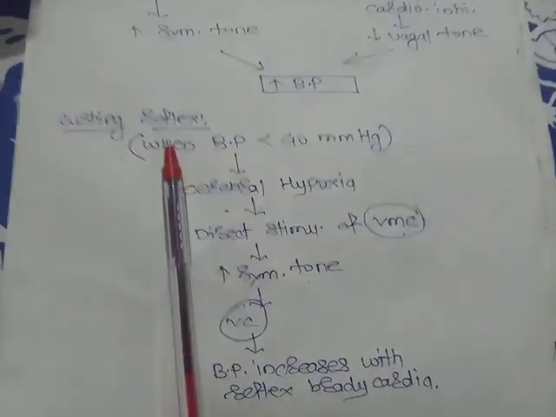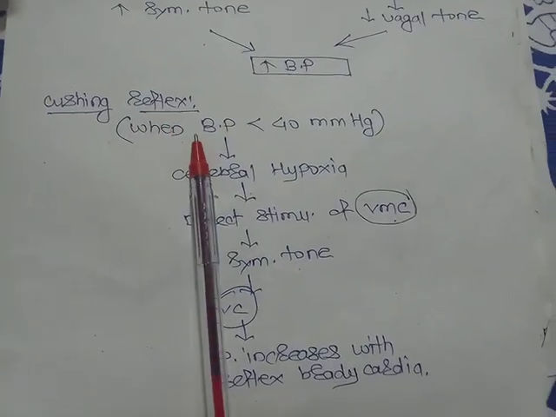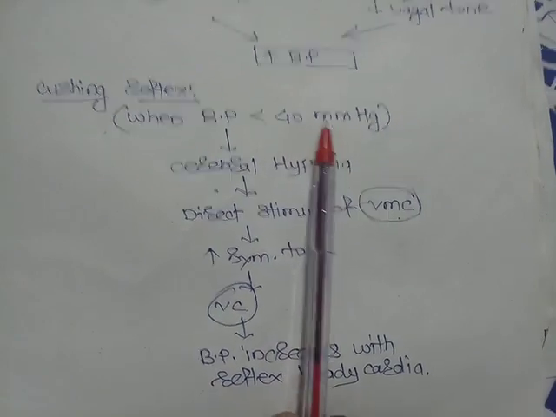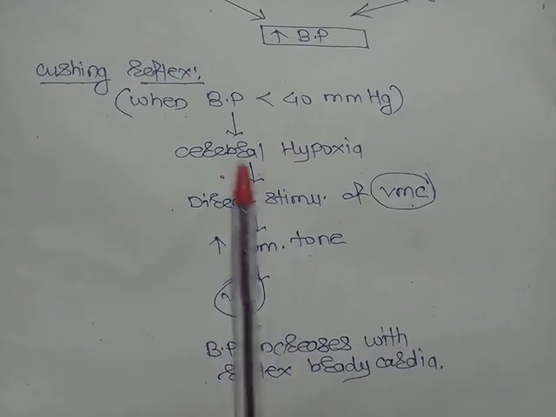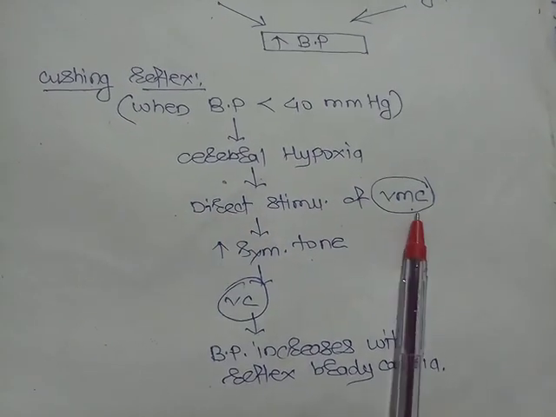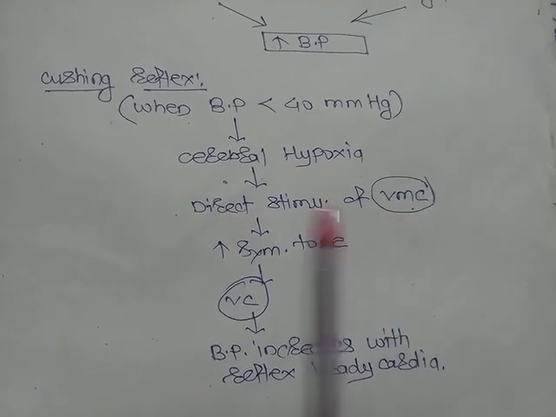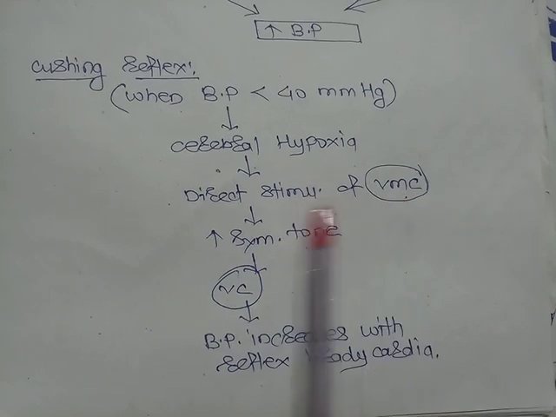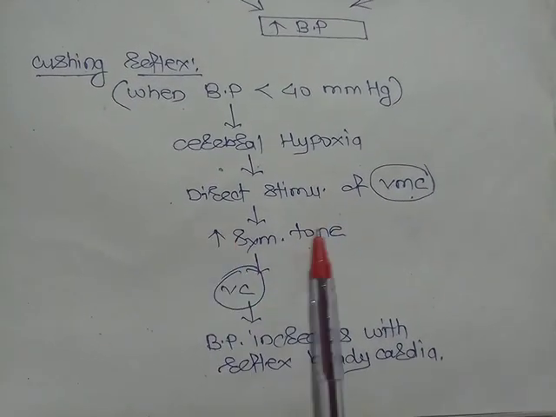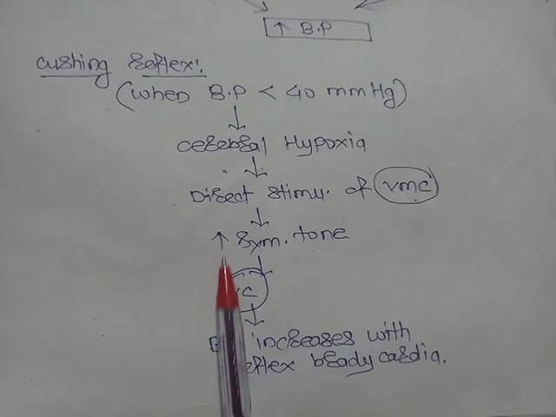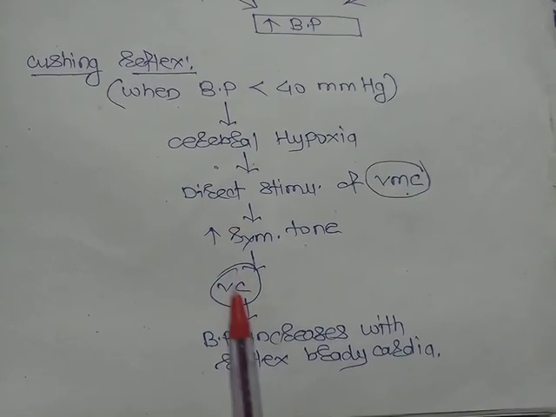Now the Cushing reflex. The Cushing reflex acts when blood pressure is less than 40 millimeter of mercury. Whenever there is cerebral hypoxia, there is a direct stimulation of the vasomotor center, an increase in the sympathetic tone, and because of that there is a vasoconstriction.